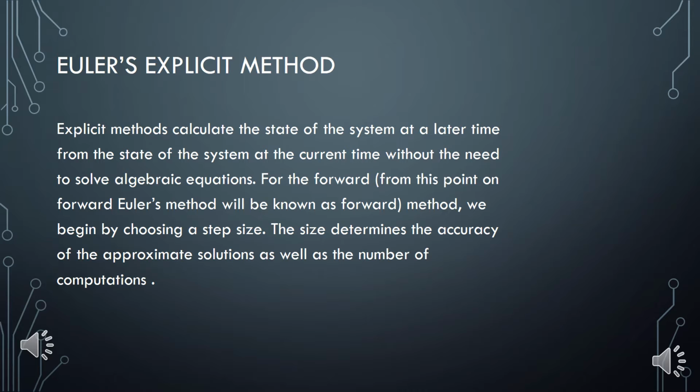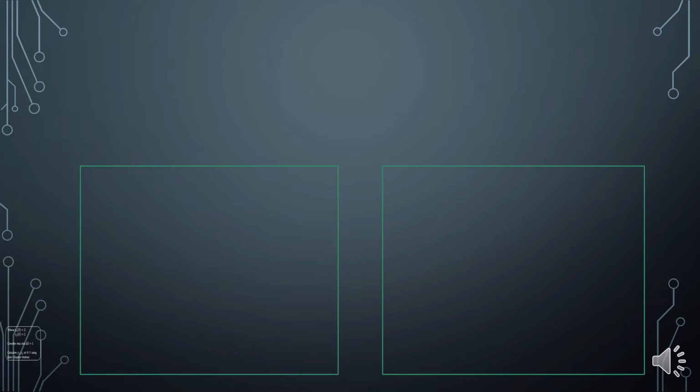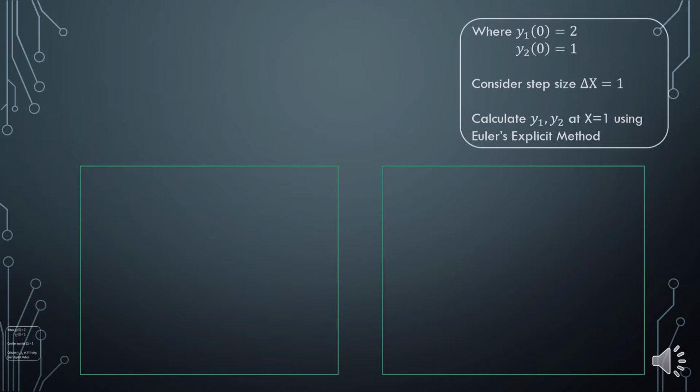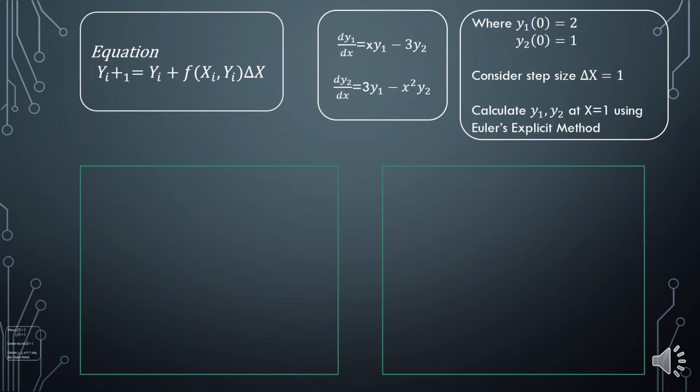So we have here an example where we are going to solve using Euler's explicit method. We have here its equation and its condition. We're going to calculate y1 and y2 when x is 1 using Euler's explicit method, with a step size equal to 1, where y1 when x is 0 is equal to 2, and y2 when x is 0 is equal to 1. First we calculate y1 when x is 1.